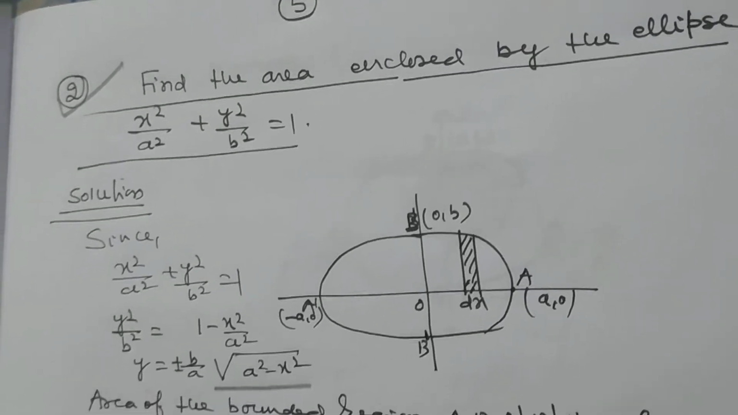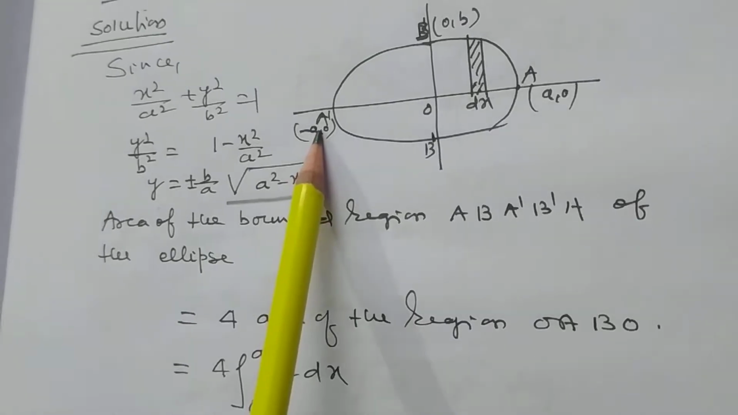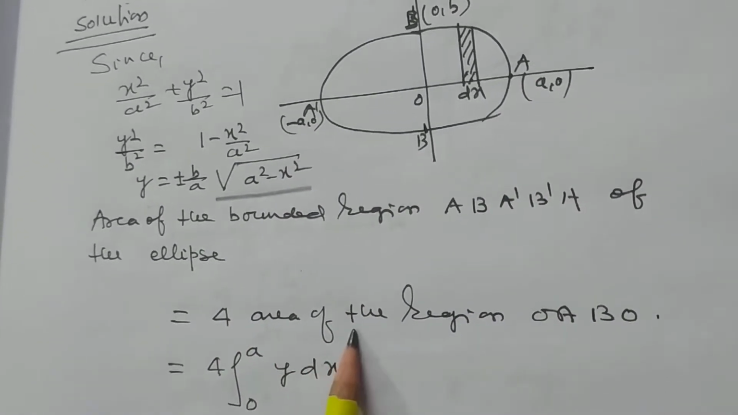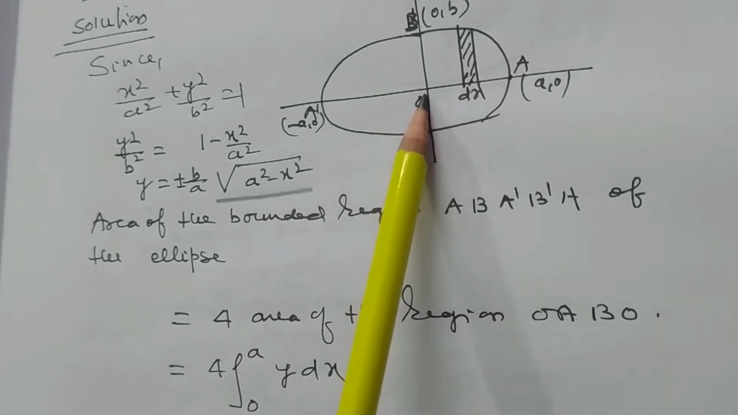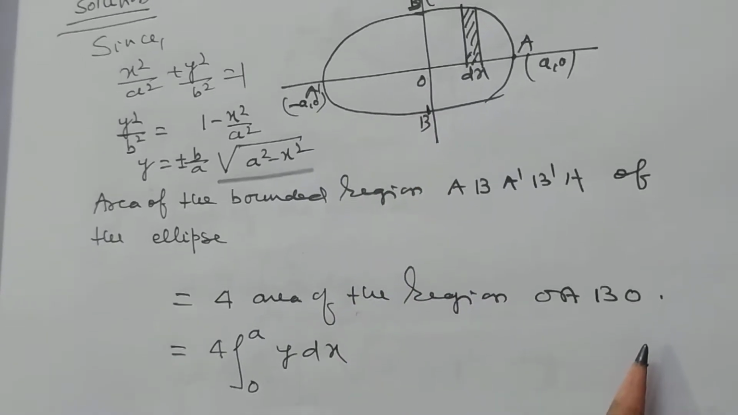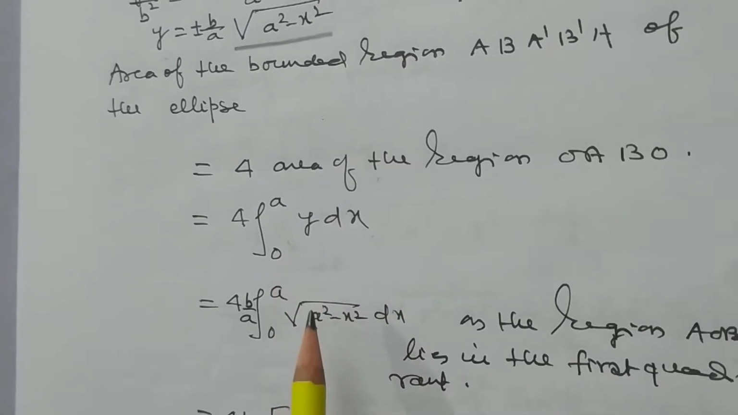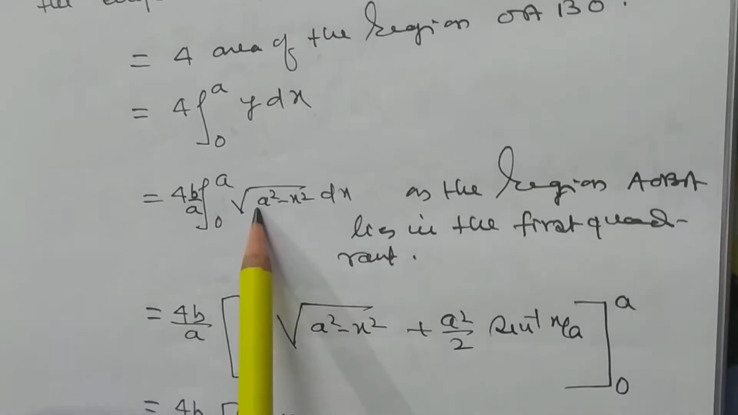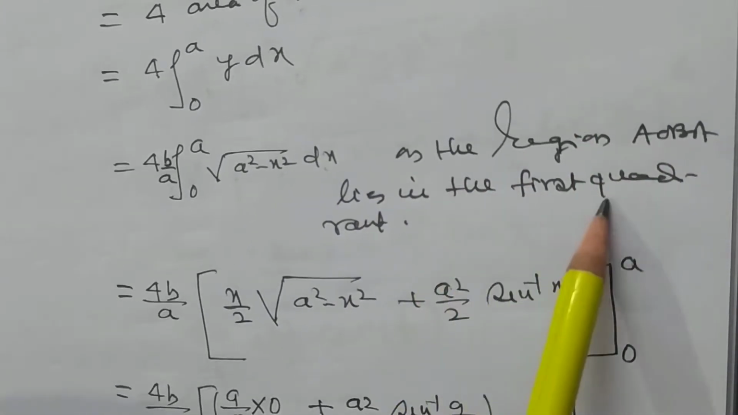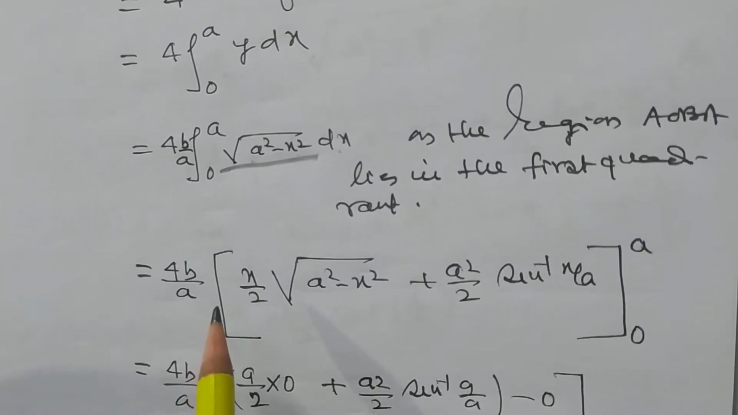The area of the bounded region A, B, A', B' of the ellipse is equal to 4 times the area of the region O, A, B, O. So my dear student, it is 4 into the integral from 0 to a of y dx, and y is (b/a) root over a square minus x square. As the region AOBA lies in the first quadrant, we consider here root over a square minus x square.